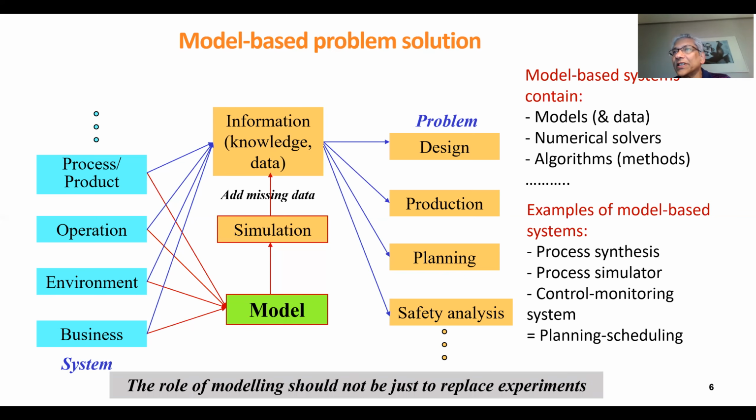Examples of model-based systems: process synthesis tools, process simulators, control and monitoring systems, planning and scheduling systems, and many more. Note that the role of modeling should not be just to replace the experiments. There's much more, and I will discuss this as we go along this lecture.